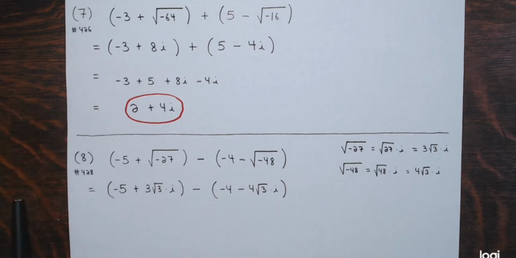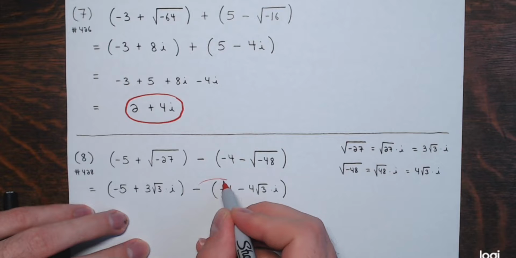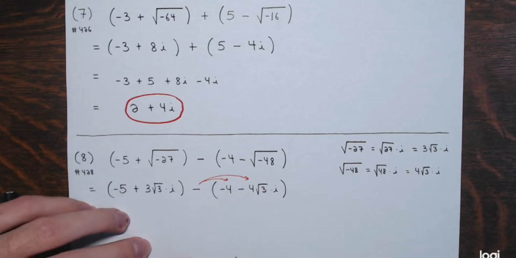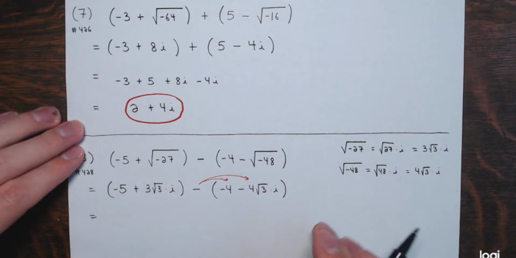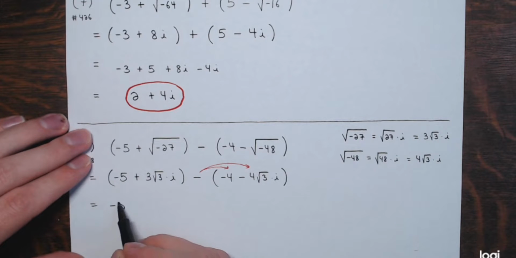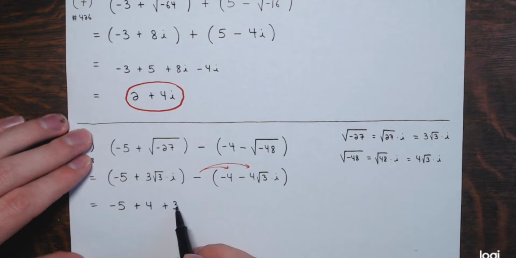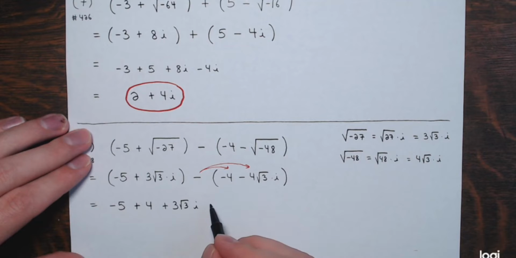And don't forget to distribute this negative. We're subtracting a number with multiple terms, so you distribute the minus 1 and subtract each term. And then I'm going to rearrange the terms so we get reals with reals and imaginaries with imaginaries. So we have negative 5 minus negative 4. That'd be plus 4. And then the imaginaries, you have positive 3 times the square root of 3 times i, and then minus negative 4 times the square root of 3 times i. That'd be plus 4 times the square root of 3 times i.